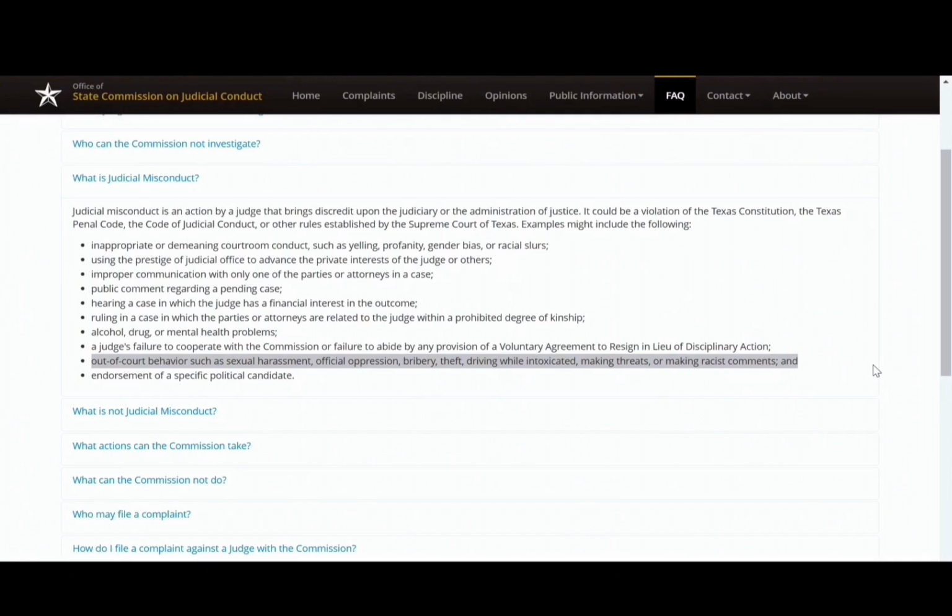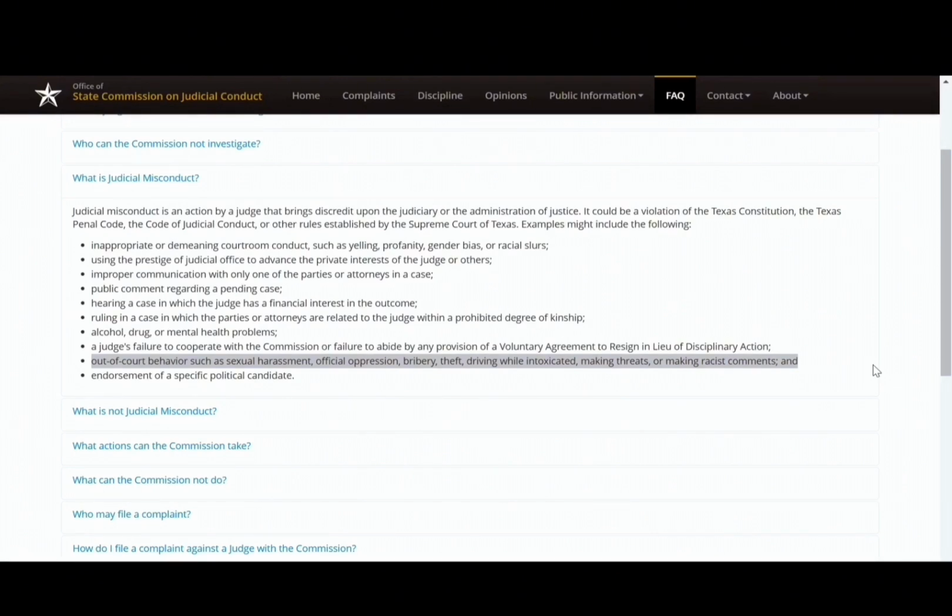So I wanted to know what official misconduct was to the State Commission on Judicial Conduct. So I came to their website and I started looking at some of the grievances or public sanctions that they gave, and stumbled upon this. What is judicial misconduct? And at the very bottom, it says out of court behavior, such as sexual harassment, official oppression, bribery, theft, driving while intoxicated, making threats, or making racist comments. Out of court behavior, such as sexual harassment, official oppression.